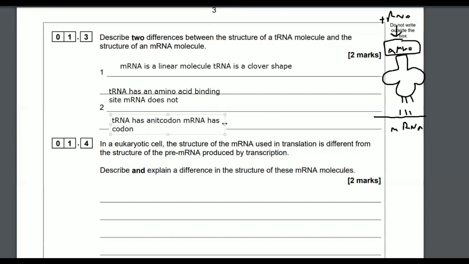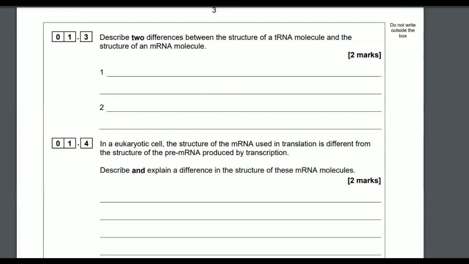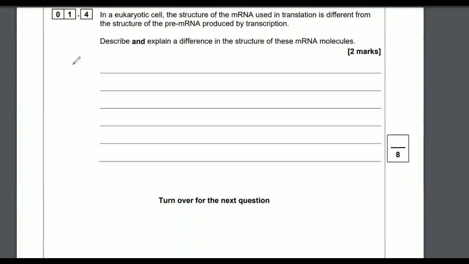You see where I've drawn that little rectangle with the word amino. That has an attachment site to the actual tRNA, to the clover. And tRNA has an anticodon, which is the 3 little things sticking down at the bottom of the clover shape. And mRNA has a codon, and they join by complementary base pairing. They form hydrogen bonds there.